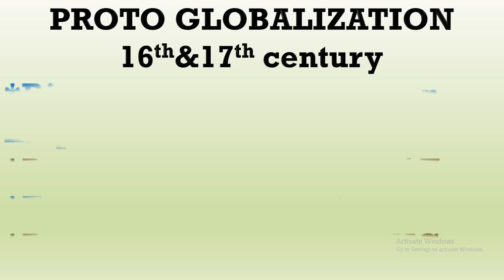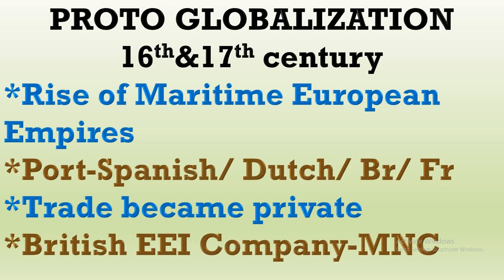The next one we are going to see is Proto globalization. It spread in the 16th and 17th century. This proto-globalization was specially characterized by the maritime European empires. When they were about to discover new sea routes to other countries, they started this trade.